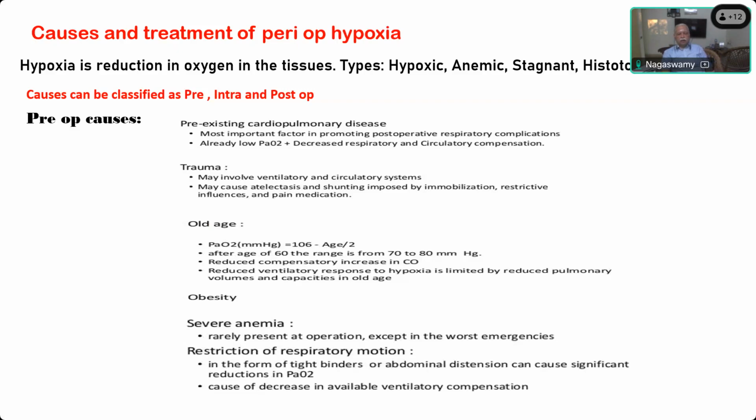And the restriction of respiratory motion by abdominal binders or other tight dressings, especially in burns patients, may be caused by the eschar that is formed after burns of the chest and abdominal wall. You may find that there is a thick eschar forming, which may restrict respiratory mobility, and that may also cause hypoventilation, leading to hypoxemia.